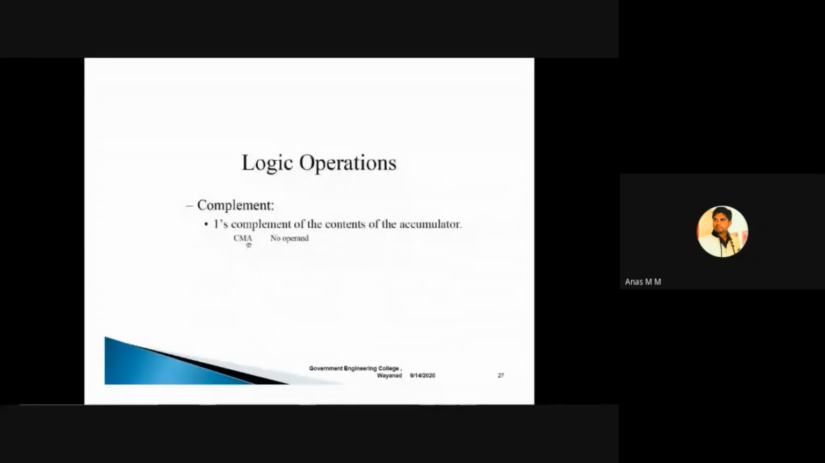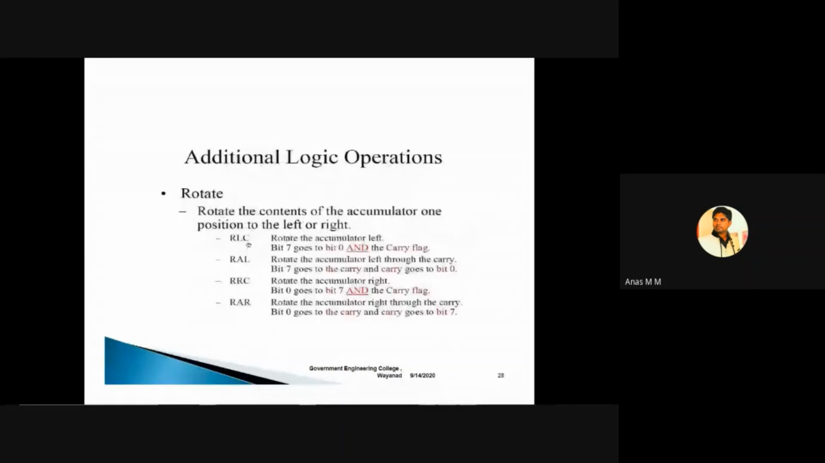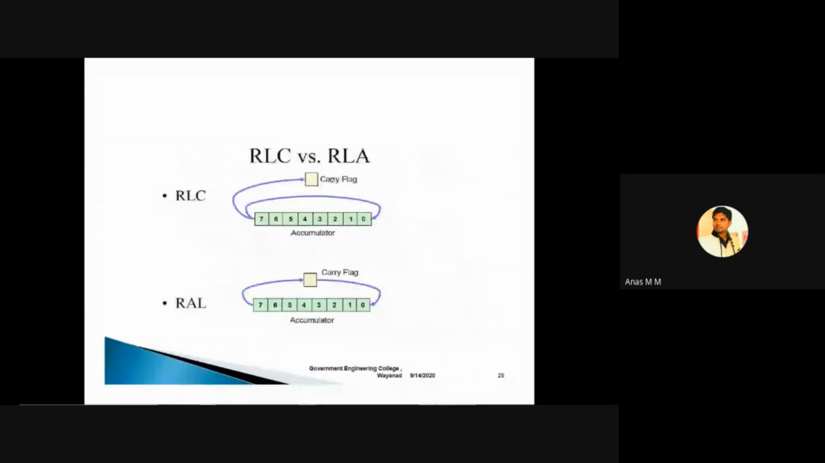Then rotation. Rotation means there will be an 8-bit value in the accumulator. That value we can rotate to the left or right. So this is a movement. If you are using RLC, it will move from here to here, a left rotation.